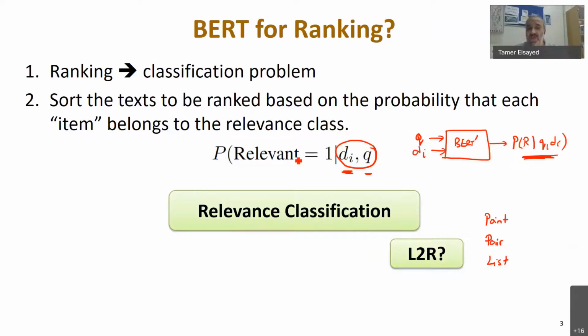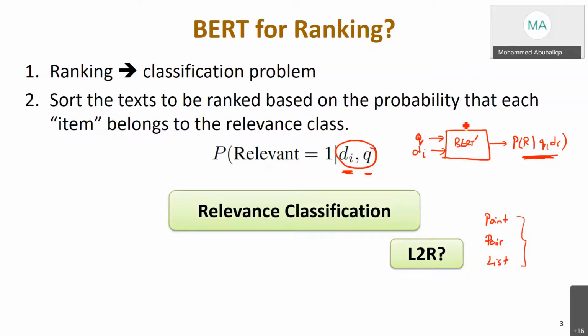Which one is this one of these three? Is that a point-wise or pairwise or list-wise approach? What do you think? Point-wise. Ahlam says point-wise. Anyone else? I know I'm shooting in the dark, but wasn't that pairwise? Why is it pairwise? Because we're judging based on the query and the document.